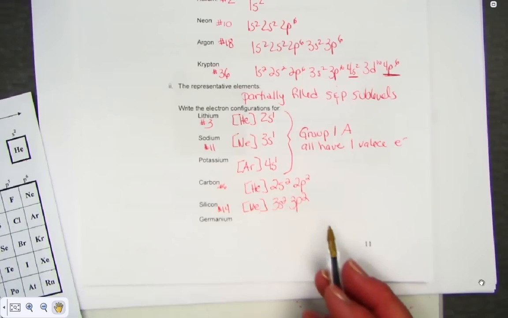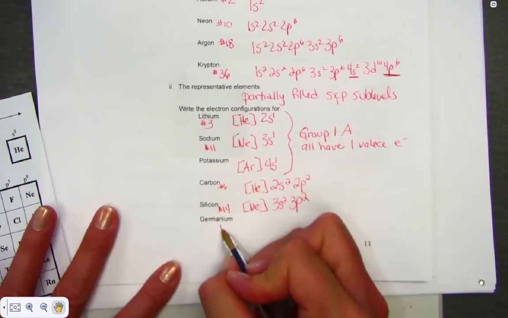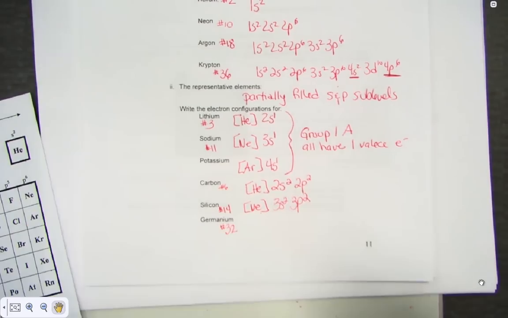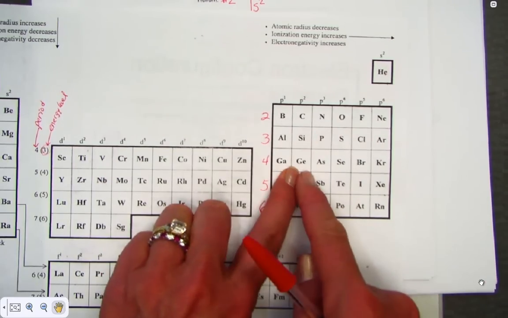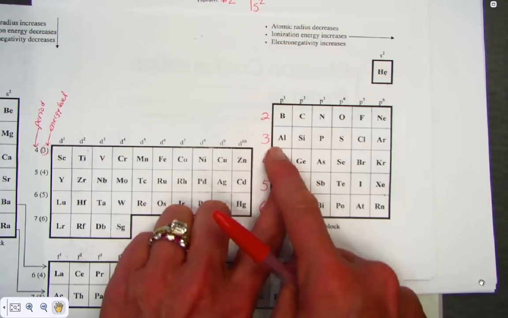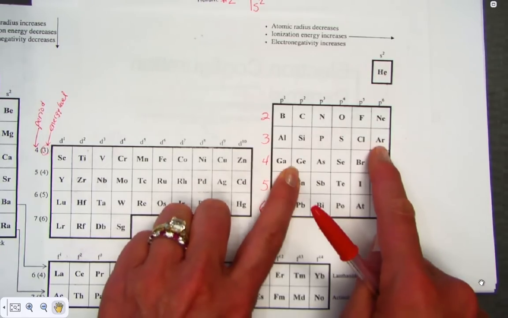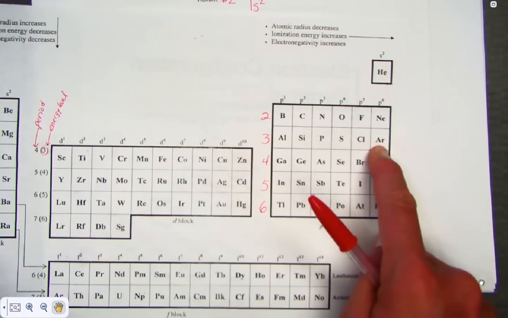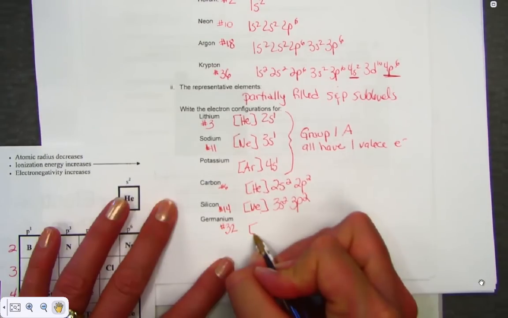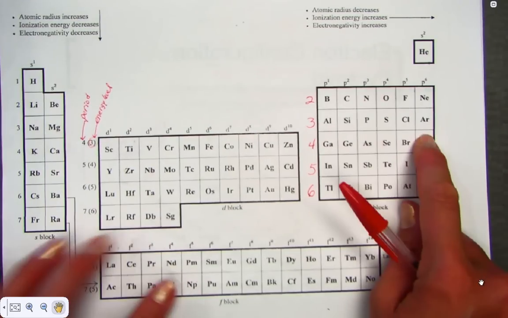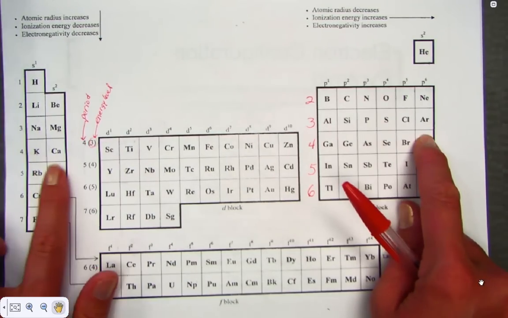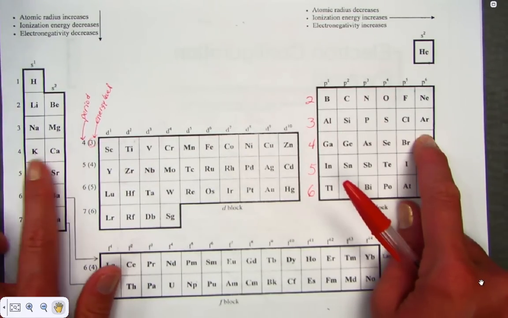Let's try one more, germanium. Germanium is number 32. Who's the last noble gas you pass through before germanium? Well, at the end of row 3 is argon. Argon is going to save me from writing 18 electrons, so argon goes into the bracket. The end of row 3 is argon, so I go down to row 4. That's the 4s squared block.